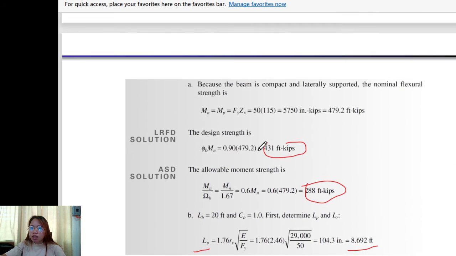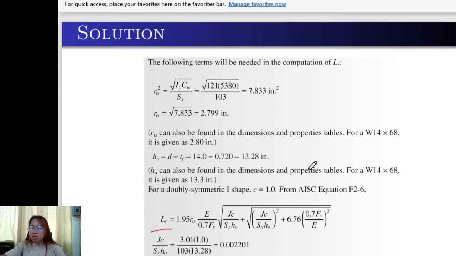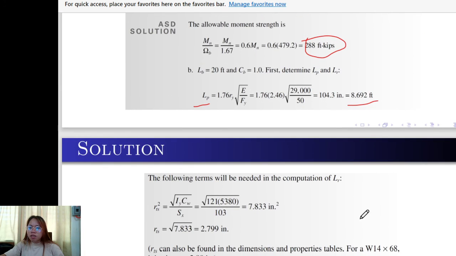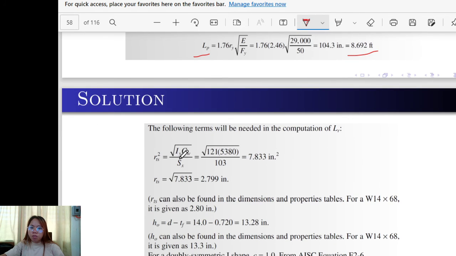For L sub r, the formula is a bit long. L sub r is equal to 1.95 r_ts times E over 0.7 F y, square root of, and so on. We have the following terms that will be needed in the computation of L sub r. This r_ts squared, r squared sub ts, is the square root of I sub y C w over S sub x.